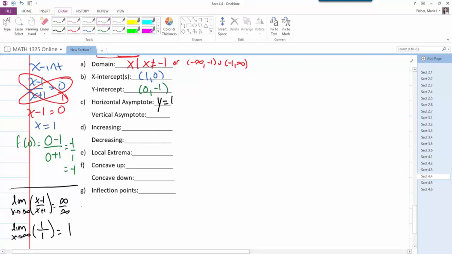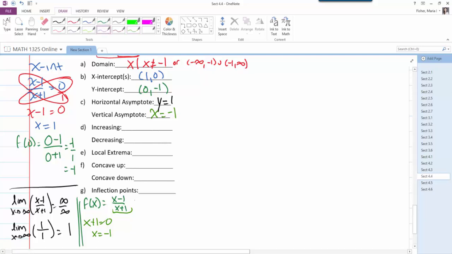Vertical asymptotes, we try to factor and reduce. Recall our function is (x minus 1) over (x plus 1). I can't factor nor reduce that, so if I just set the denominator equal to 0 and solve for x, I get x is equal to -1. Therefore, I have a vertical asymptote at x equals -1.